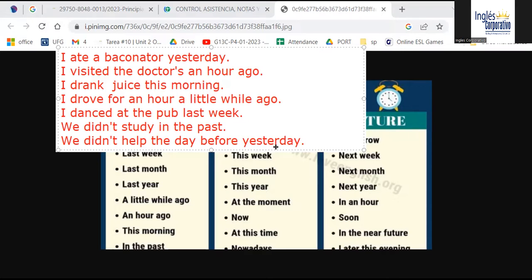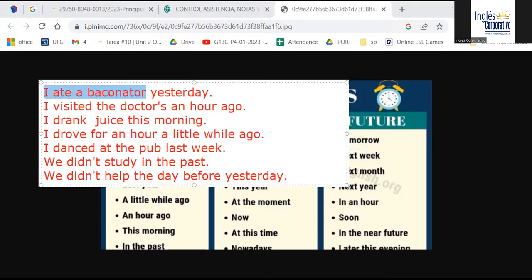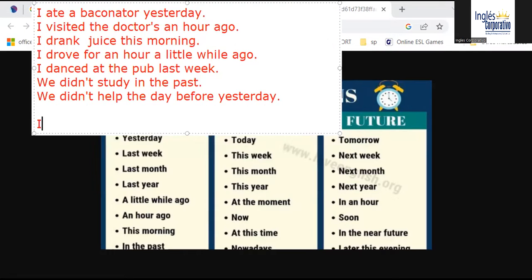So there you have year. Last year could be another one. So there you have some time expressions where you can identify the tense: yesterday, an hour ago, this morning, last week, in the past. So now let's check some present time expressions. Remember that in the present, you can use a simple present or a present continuous.